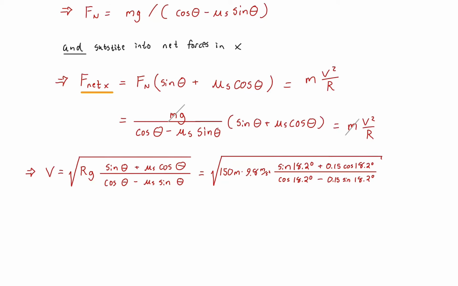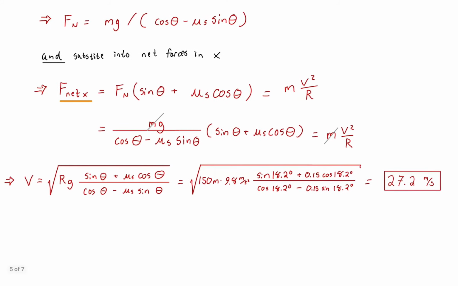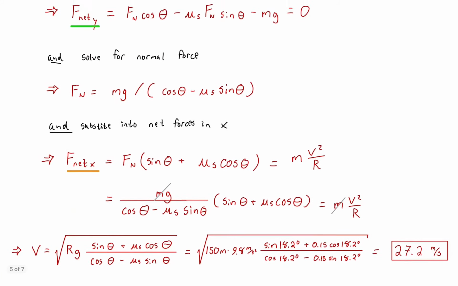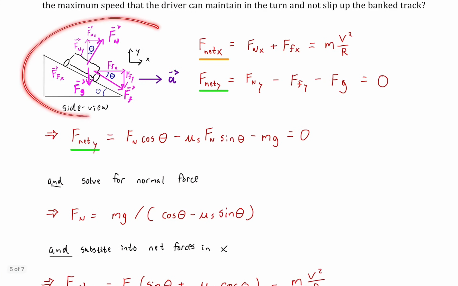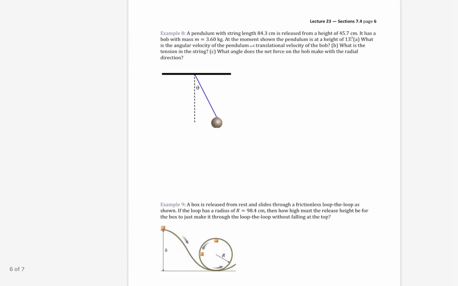So in this case, the values we're given were 18.2 and 0.15, so we just go ahead and plug them in, and we find out that the max safe speed without losing control is 27.2 meters per second. All right, so there you have it. A fairly complicated free body diagram with this key idea that there is a form of acceleration, specifically a velocity-dependent acceleration.